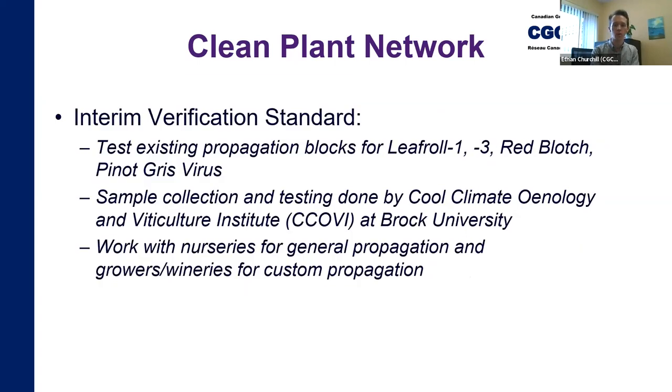So the way this program works, essentially it's a program working with nursery partners to test pre-existing propagation blocks for four primary viruses of concern, which are leaf roll 1, leaf roll 3, red blotch, and Pinot Gris virus. This is done at a 50-50 cost share between CGCN and the partner nursery until the end of March 2023. Sample collection and testing is being done by a third party, which is the Covey Virus Testing Lab located at Brock University in St. Catharines, Ontario.